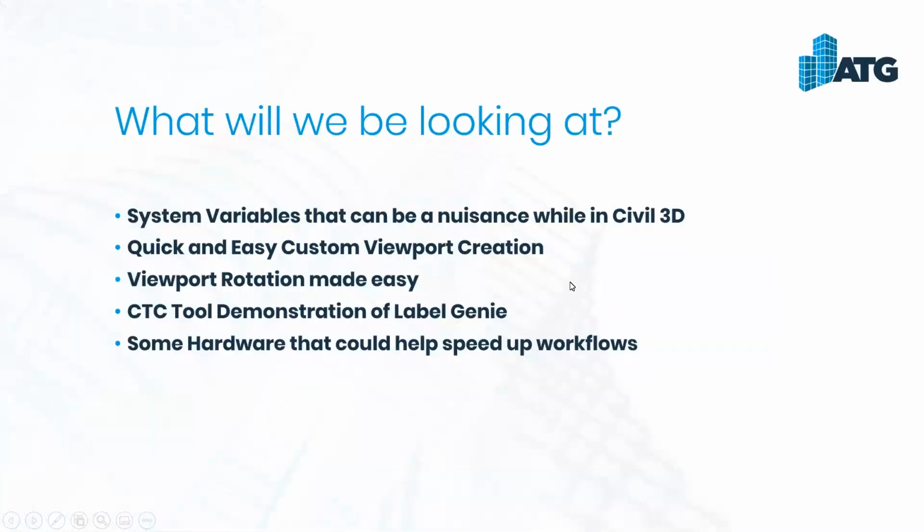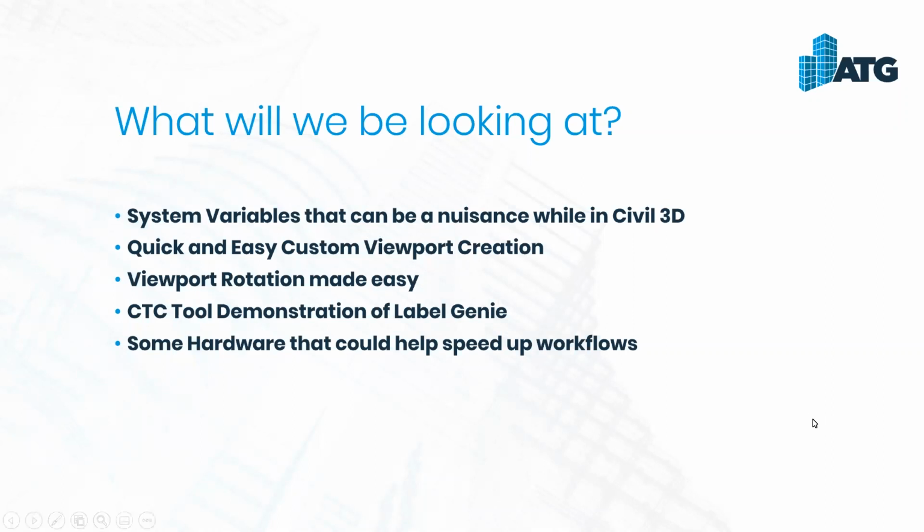All right, what are we going to be looking at here today at this webinar? We're going to be going over a few system variables that, if used, can help you with some things that are a nuisance. For example, unreconciled layers. I'm going to show you real quick how to turn those off so you don't ever have to deal with them again. I do have a few people that would rather have their unreconciled layers pop up, but for those who don't, I will show you how to turn those off.